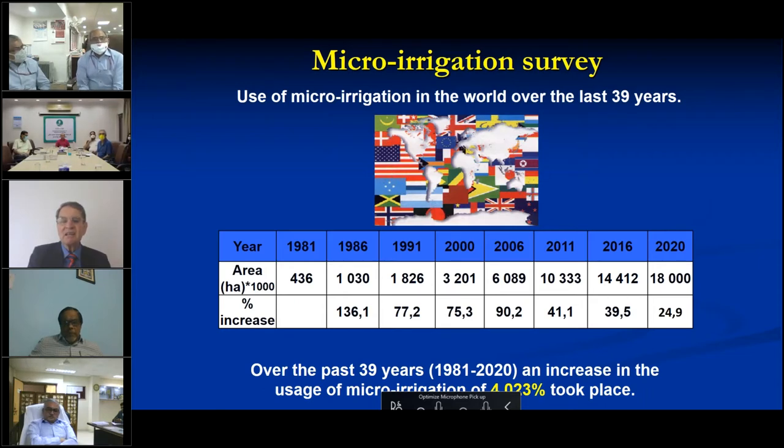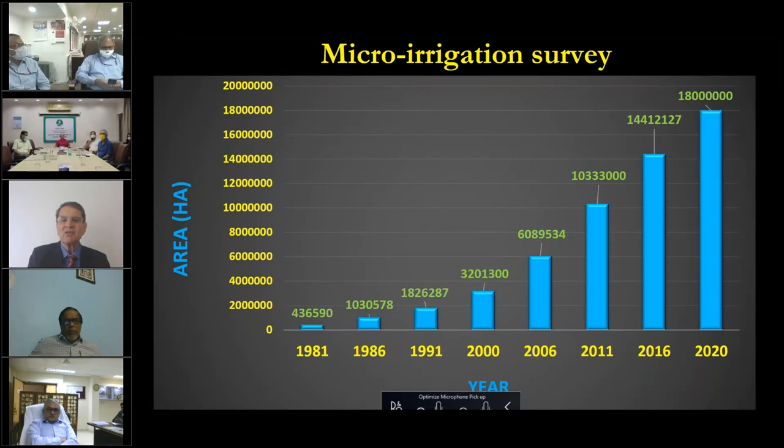So the percentage increase over the last 39 years is more than 4,023%. That is significant in any terms, in any type of irrigation system being utilized in the world. And you can see the graph from 1981, how it grew in terms of application, applying the water to the crop.